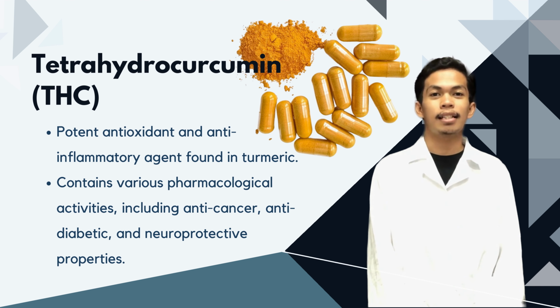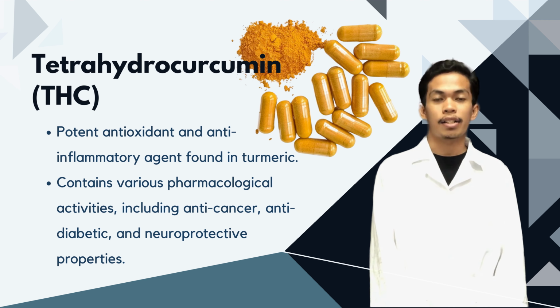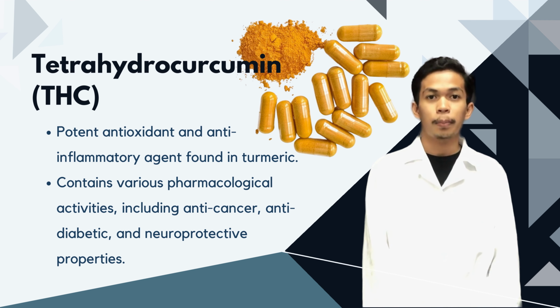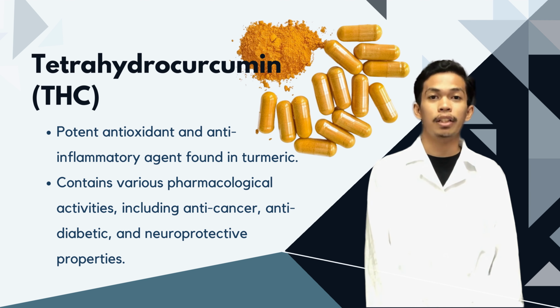Tetrahydrocurcumin is a potent antioxidant and anti-inflammatory agent found in turmeric. It has been found to have various pharmacological activities, including anti-cancer, anti-diabetic, and neuroprotective properties. Therefore, it is essential to develop a reliable analytical method for the quantification of tetrahydrocurcumin in bulk drug and formulation to ensure the quality and efficacy of the product.